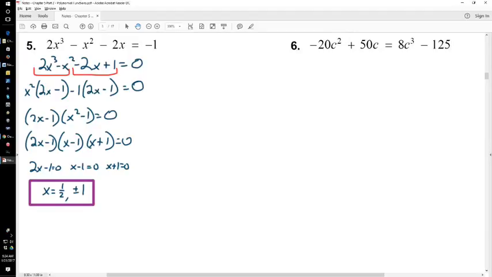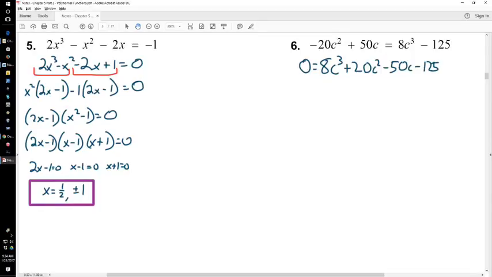Last but not least, again, get everything to one side. And like I said earlier, I'm going to move everything to the right because I like my leading coefficient to be positive. If you don't remember what leading coefficient is, refer back to section 5.1. Leading coefficient is the coefficient of the biggest exponent. Anyways, so here we go. Move it into one side. So I'm going to go 0 equals 8c to the third power plus 20c squared minus 50c minus 125.